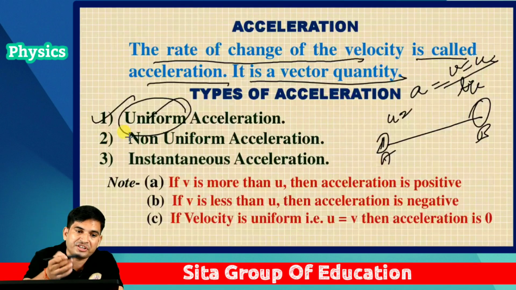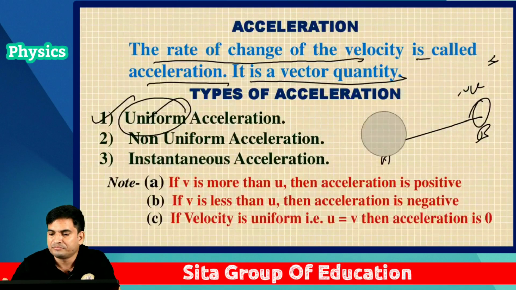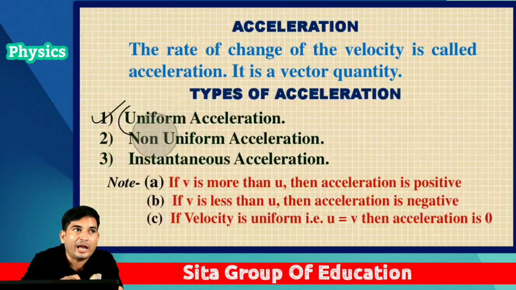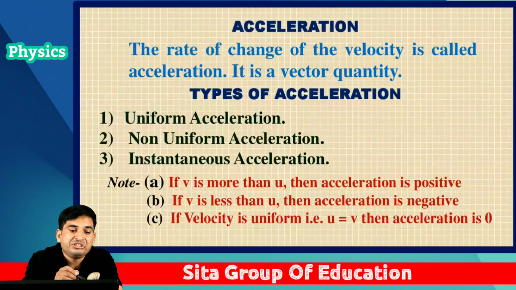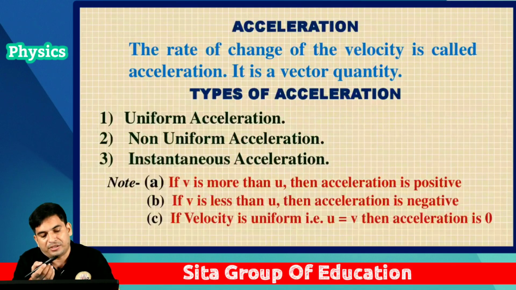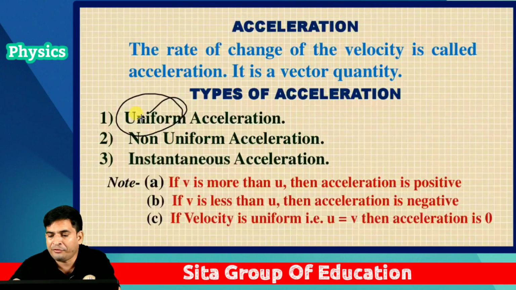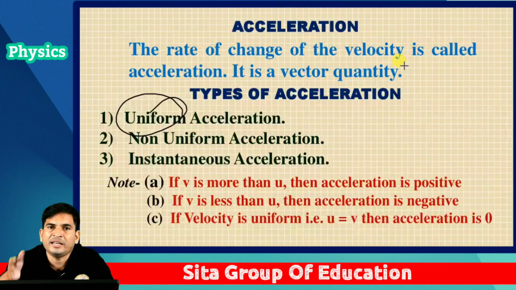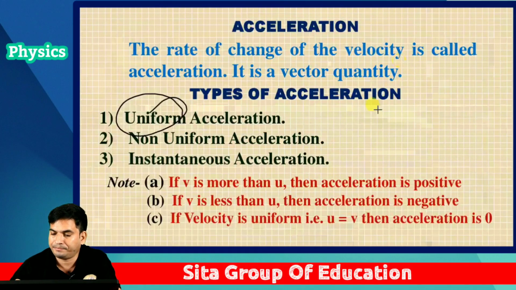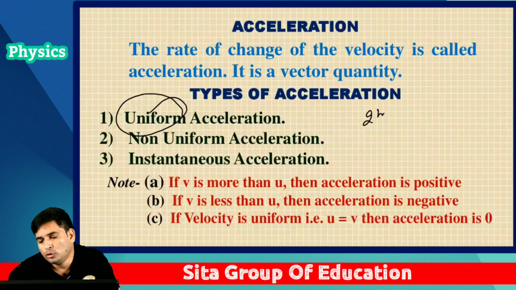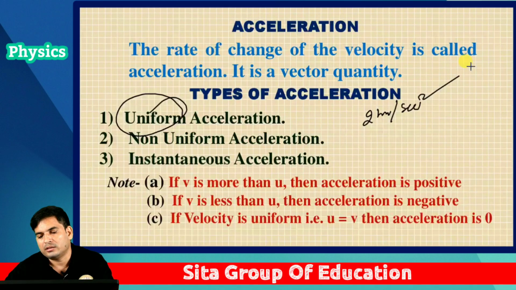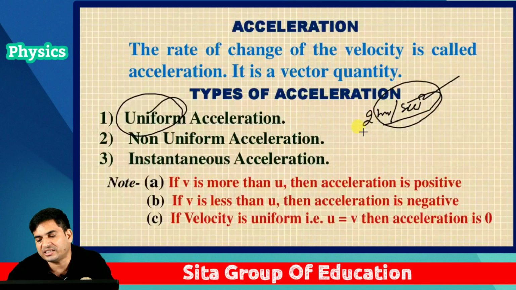How can the change be in the same way? How is it possible, sir? Listen carefully, you are able to find out the answer. Uniform means in the same manner as it is. Suppose the change is 2 meter per second square. The meter per second square is the SI unit of acceleration.